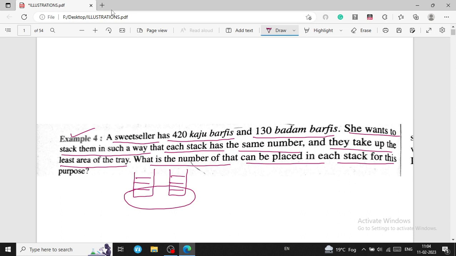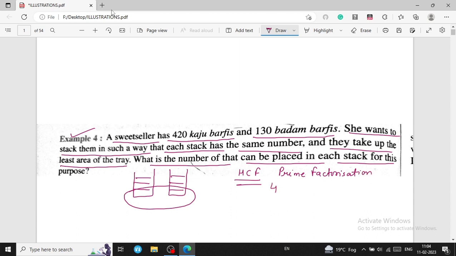For this question, we will find the highest common factor. The highest common factor can be found with the help of the division method or the prime factorization method. The prime factorization method is in your syllabus, so I will solve this question by the prime factorization method.